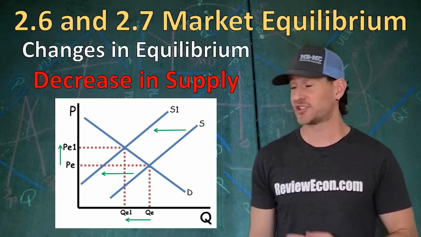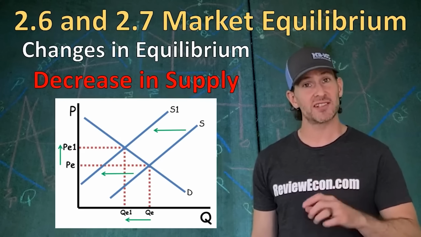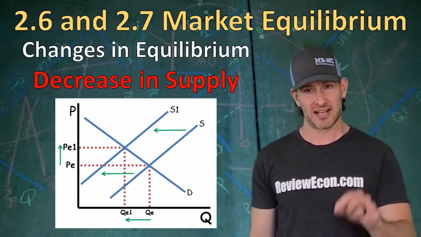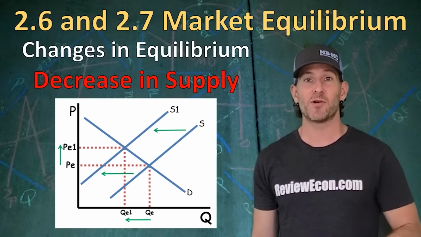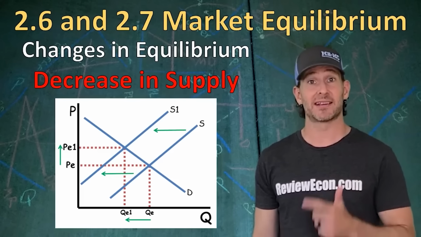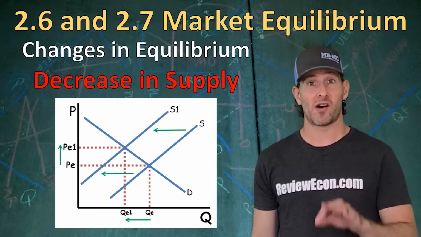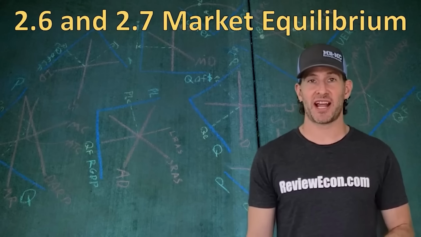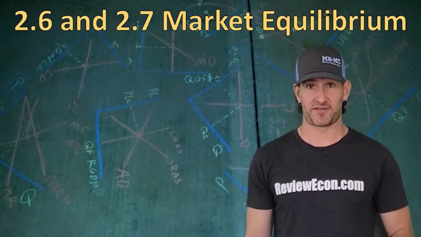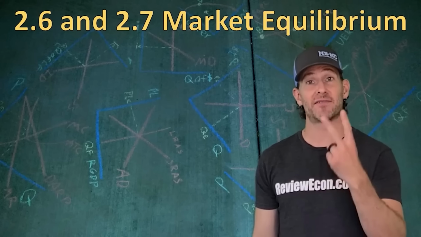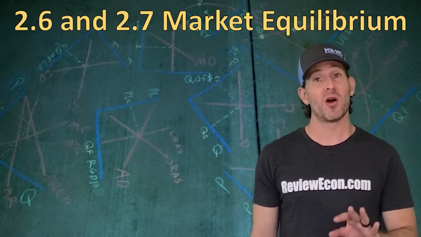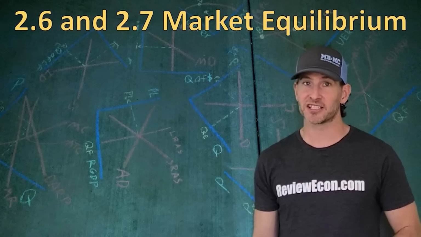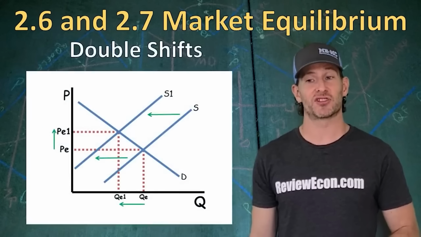Now, I don't suggest you memorize all these shifts. Just when in doubt, graph it out. Sketch out your little graph and see what happens to equilibrium price and equilibrium quantity on your paper. Most of the time when you get a question, one variable will change and one curve will shift. Occasionally, you could have two variables change. When that occurs, it is possible you could have two curves shifting.